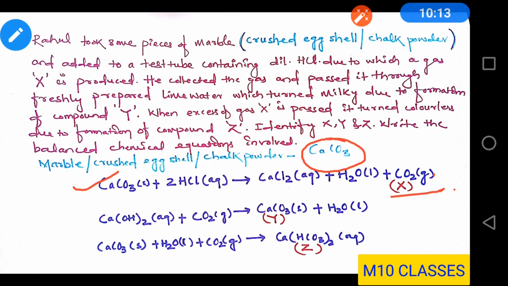Again, this gas X is passed through freshly prepared lime water, which is calcium hydroxide. Calcium hydroxide plus carbon dioxide will give you calcium carbonate plus water. Now this calcium carbonate is nothing but a white precipitate which turns it milky. Again, when excess of this gas is passed, it turns colorless because of the formation of compound Z. And what is that compound? Calcium hydrogen carbonate. Now this is the total 5-mark question.